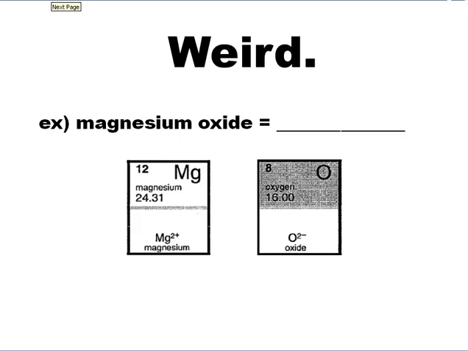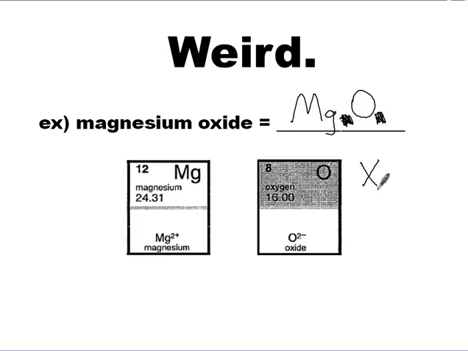Well, this is kind of weird. What if you had something like magnesium oxide? Okay, well, magnesium, Mg, has a charge of 2+, and oxygen, O, has a charge of 2-. So if you cross the charges, I guess they'd both be 2s. But in chemistry, we don't bother writing that. If they're both the same, we just ignore it.